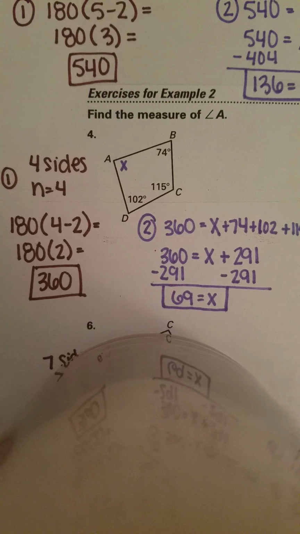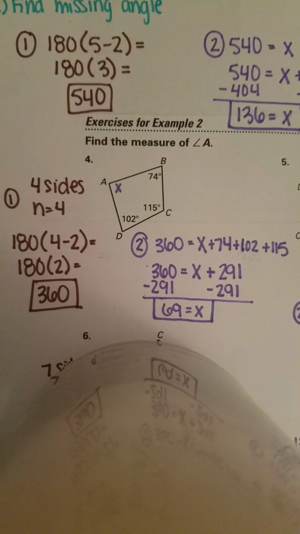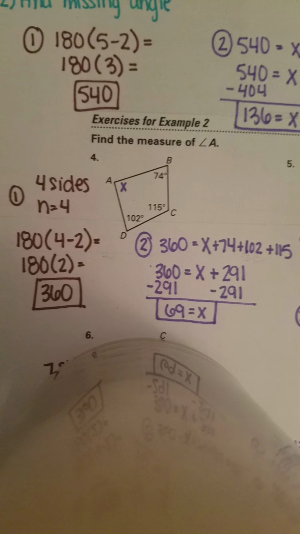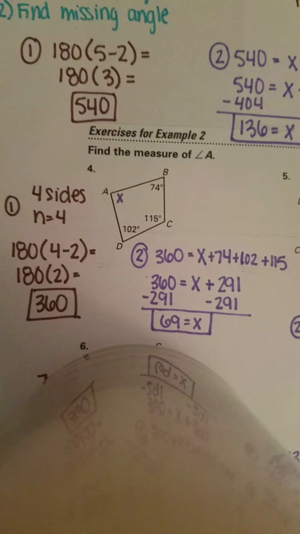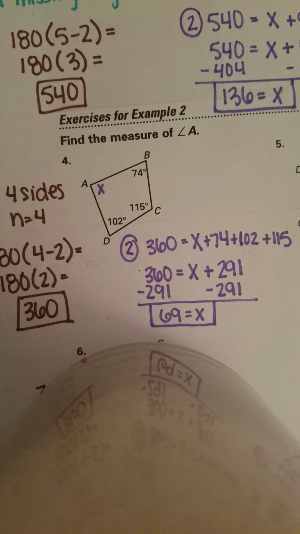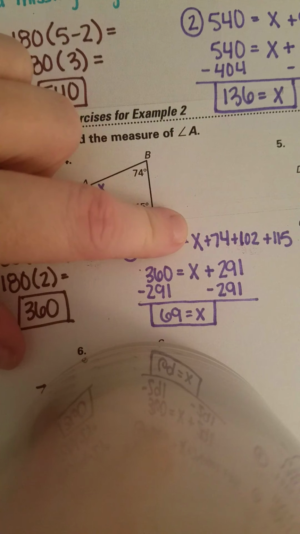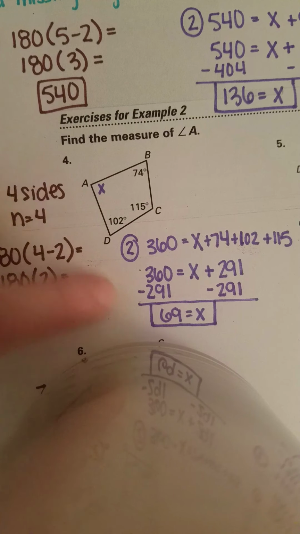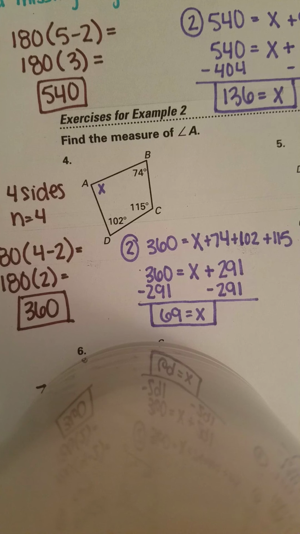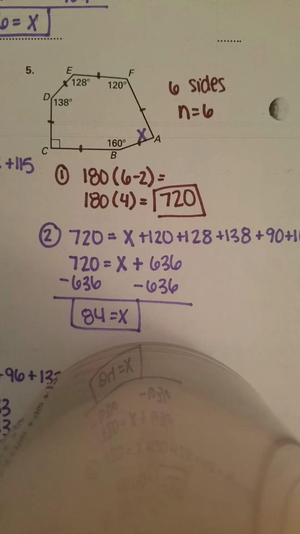So for number 4, if you're looking at it, it has 4 sides, so n is 4. You plug that in. You end up getting that the internal sum is 360. So you bring the 360 over. We got all 4 of those and add them up. 74, 102, 115 gives you 291. You want to get the x by itself, so you subtract it. So 69 equals x. If we look at number 5, all fits in there perfectly.